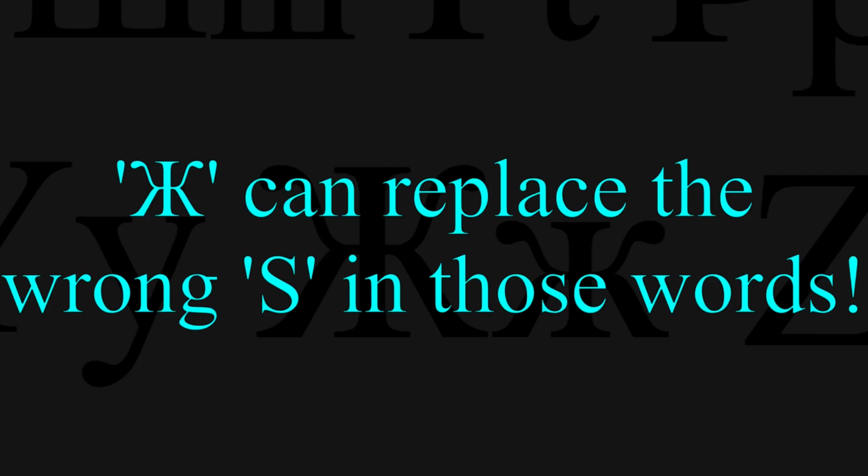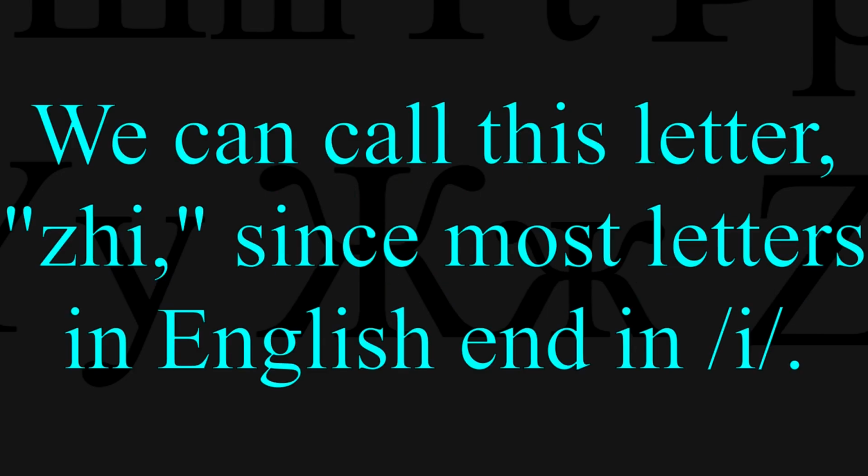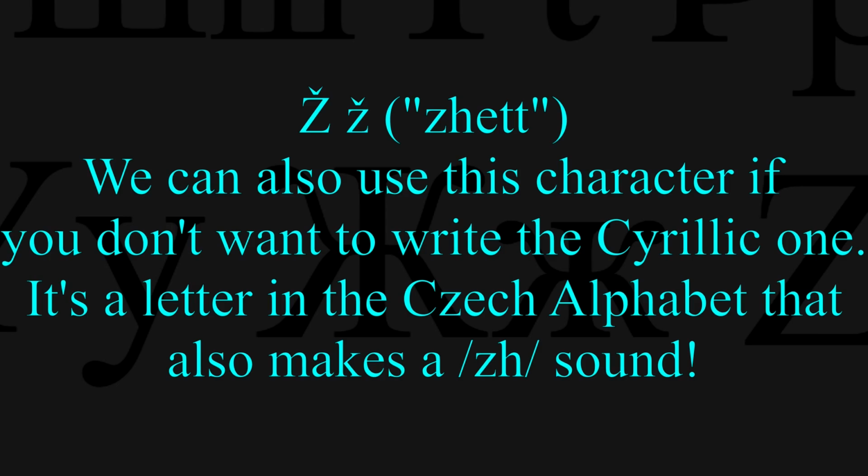We can call this letter zhe for English, since most of the letters end with E. Additionally, like the she letter earlier, we can use a Latin version of it, which is this character. It is a Z with a caret accent mark on top. This letter is used also in Czech, like the S with the caret. And finally, Z remains the same.